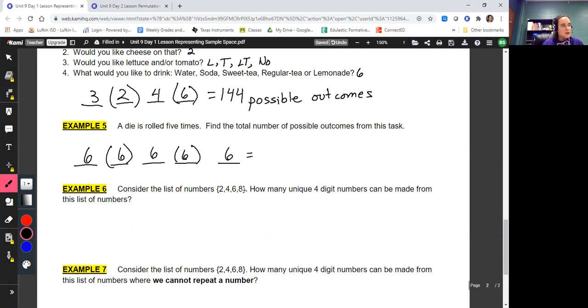outcomes. So that is 6 to the 5th power, 6 times 6 times 6 times 6 times 6 is 6 to the 5th power. And 6 to the 5th power is 7,776 possible outcomes.